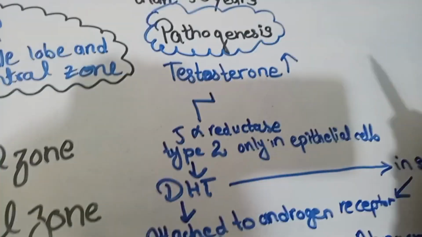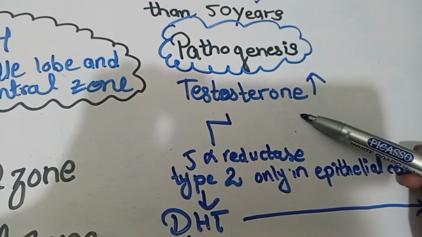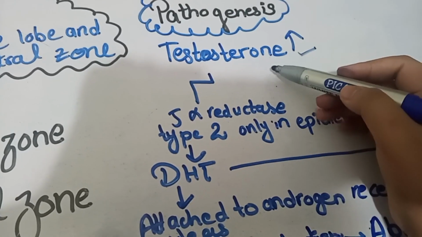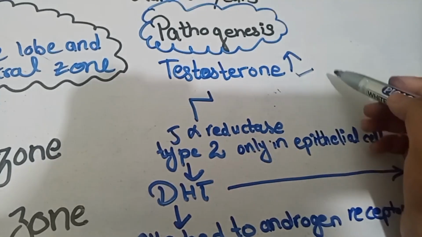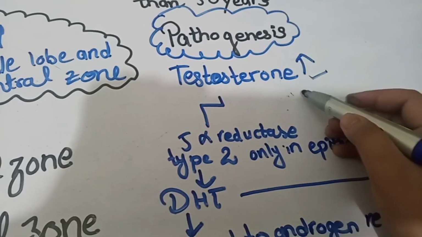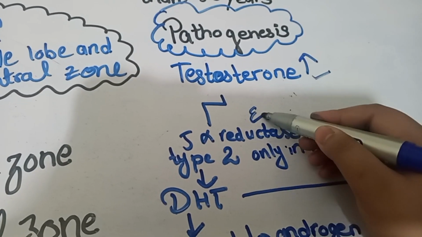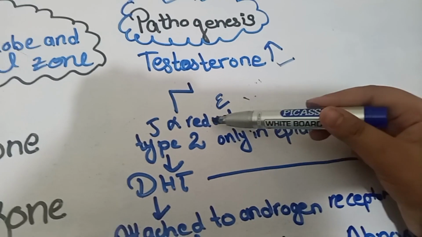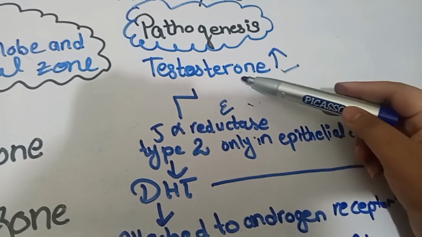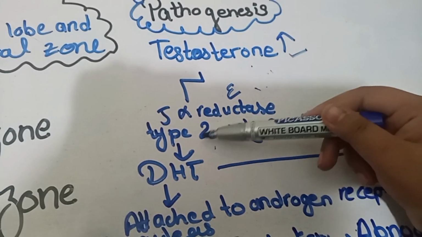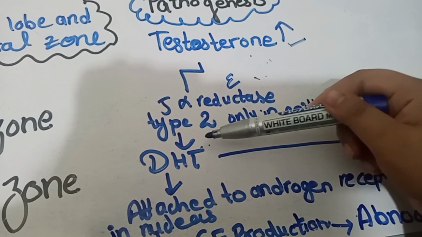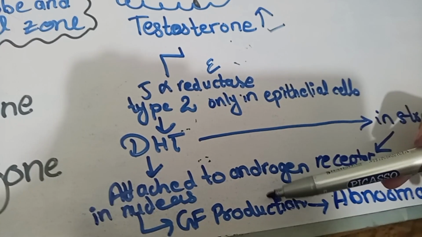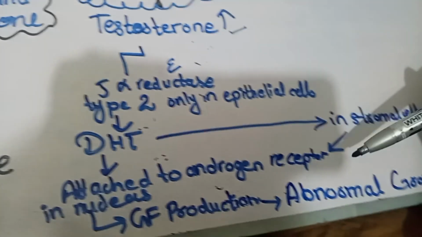What is the pathogenesis of BPH? In normal cases we have normal testosterone. In BPH, the testosterone is increased. If the testosterone is increased, we have two types of cells in the prostate: epithelial cells and stromal cells. In epithelial cells we have 5-alpha reductase type 2, which converts testosterone into DHT, dihydrotestosterone. When the DHT is there, it attaches to the androgen receptors in the nucleus, and it produces growth factors, and there will be abnormal growth.